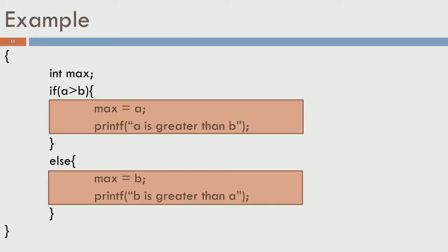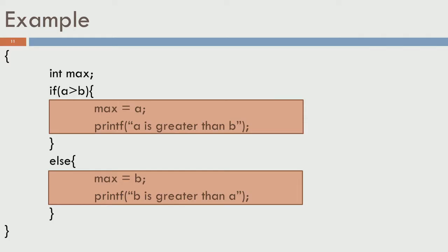So, let us see these examples. We have seen something like this. Let us say I want to calculate the maximum of 2 numbers. So, I have a small program segment which does that. You have int max, if a is greater than b, max is a and printf a is greater than b, else max is b and printf b is greater than a. So, we are not only printing whether a is greater than b or b is greater than a, we are also storing the maximum value in this variable called max.